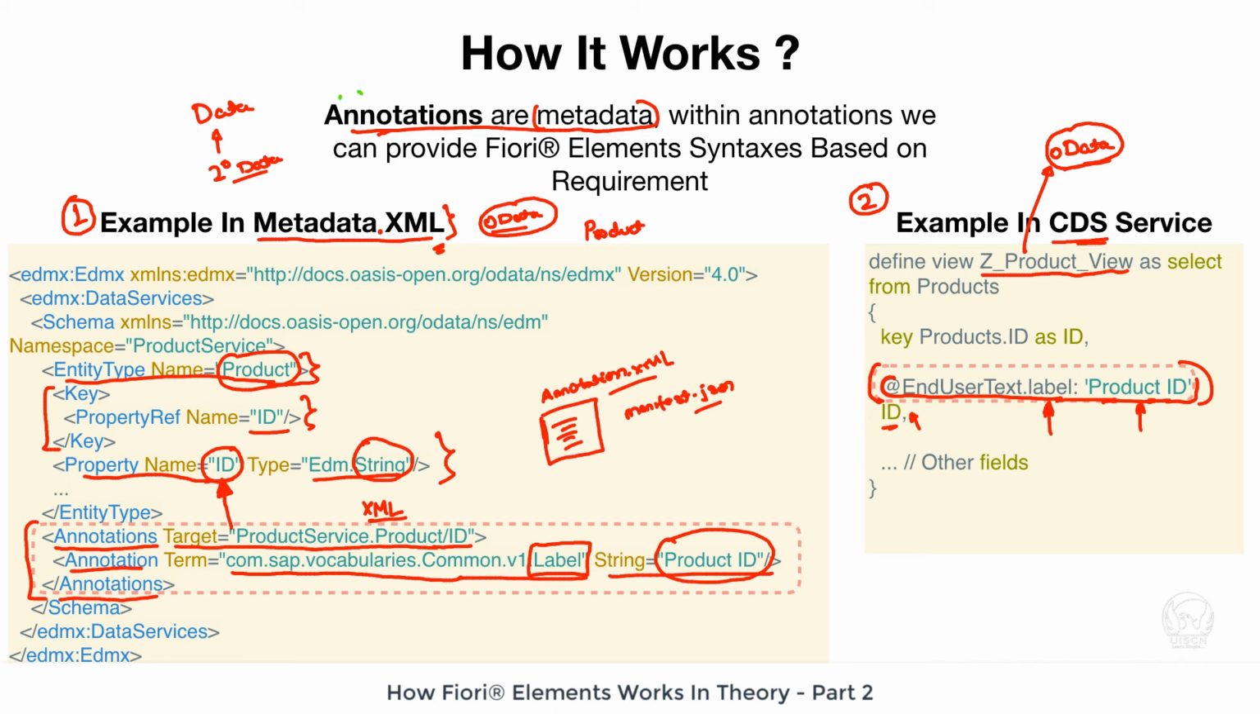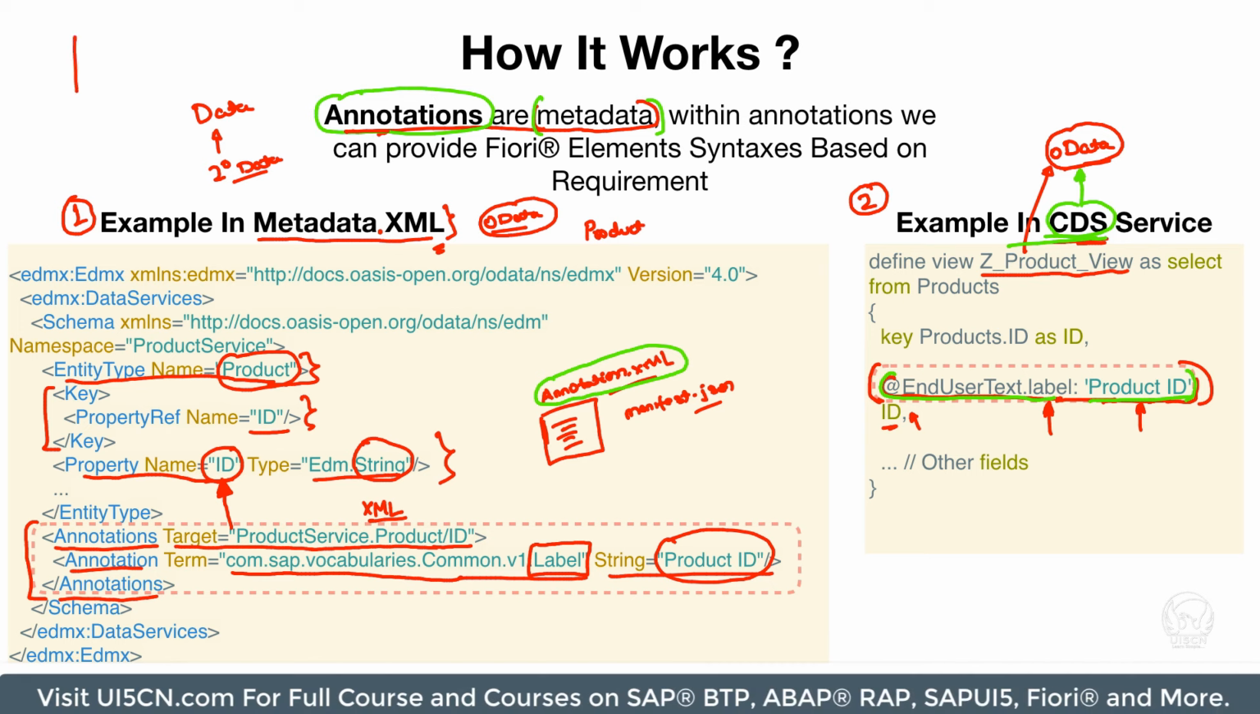Within this section, we discussed annotations, and annotations are metadata information. They can be provided in an Annotation.XML file in the front end of the application, or they can be put in your backend services. If you're creating services within the CDS, then I can use the syntax of end user text label. This is one of the sample annotation texts and its value. If I do that and expose the CDS as oData based services, then annotations will automatically be added to these oData based services.